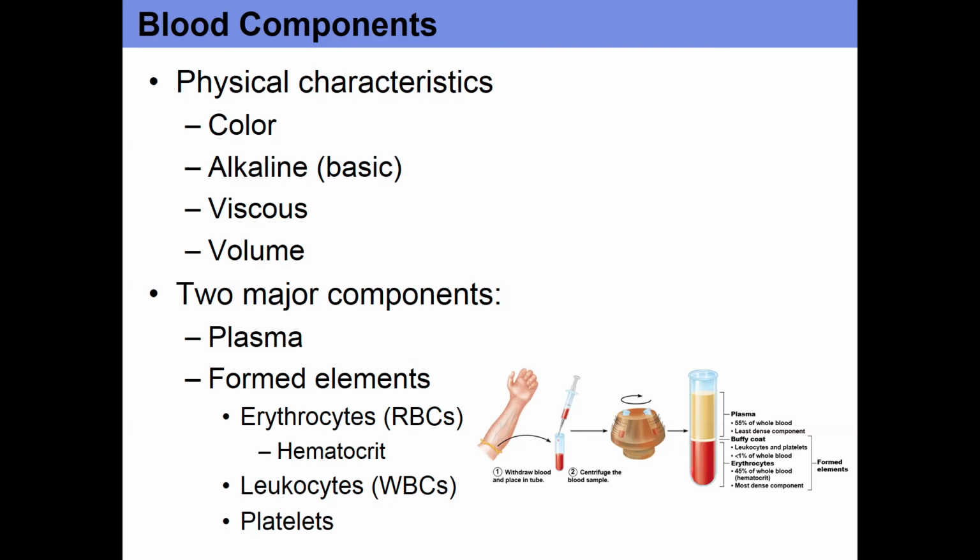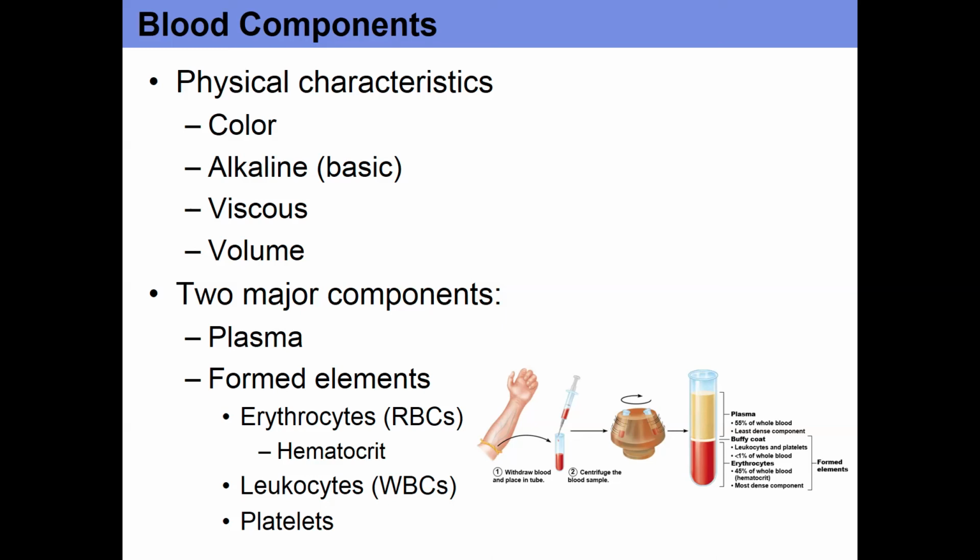So the way to think about it then is that's the fluid that everything else floats around in. And the everything else are the formed elements. So the formed elements are the cells, for the most part, not platelets, but everything else there is a cell that floats in that plasma. So your erythrocytes are your red blood cells. So that's what RBC stands for.